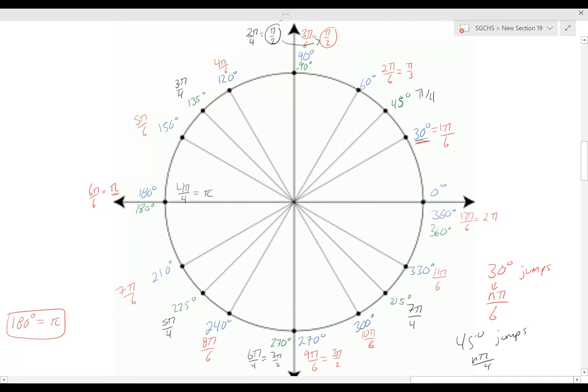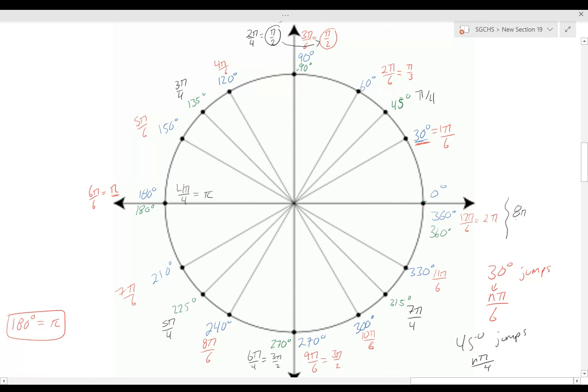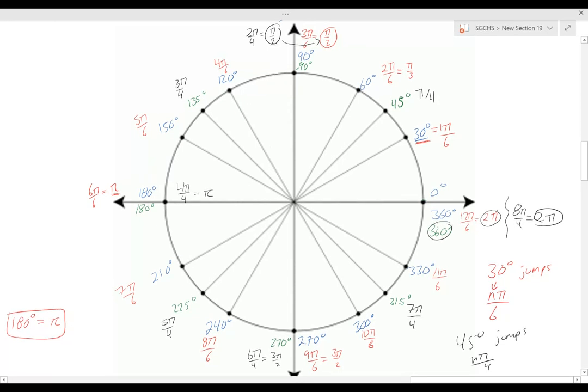And to finish it off here, we get 8 pi over 4, which of course equals 2 pi, because we know 2 pi equals 360 degrees when we convert it to degrees. So it's really important to understand how to determine the angles in both degrees and in radians. I hope that was helpful for you.